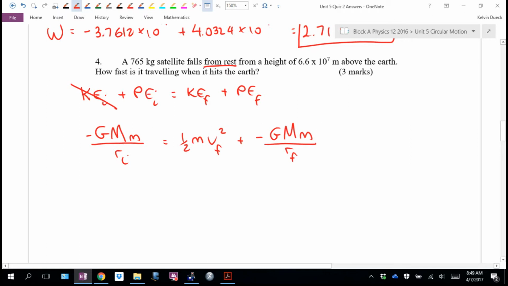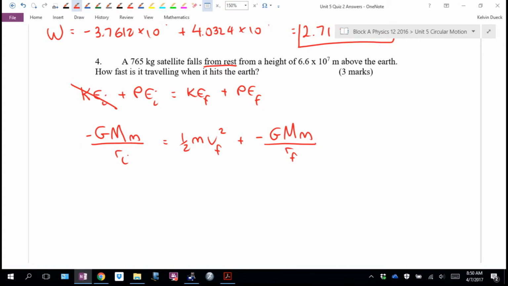The other mistake I've seen a lot of kids make, specifically on this question because they're so used to it, is they go, oh, initial is Earth and final is orbit. No, we're falling down. Initial is up there. Final is going to be Earth.